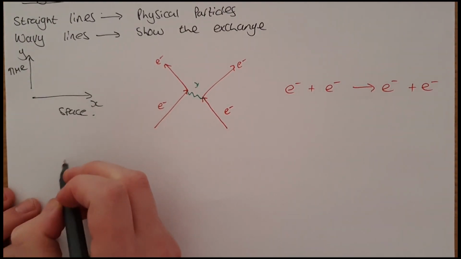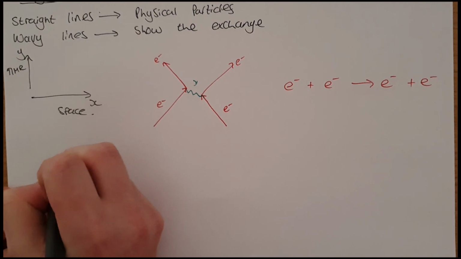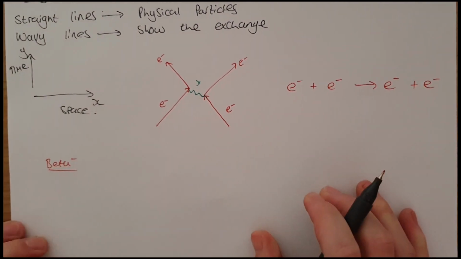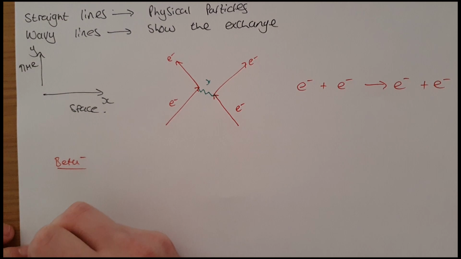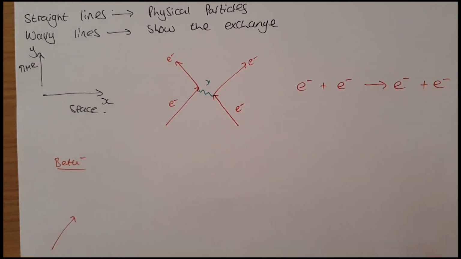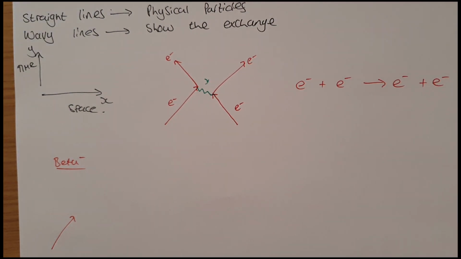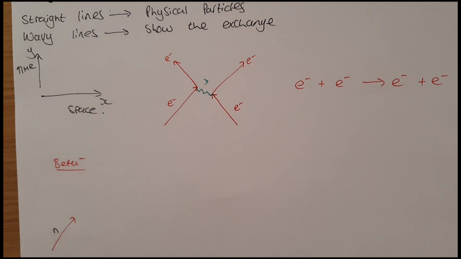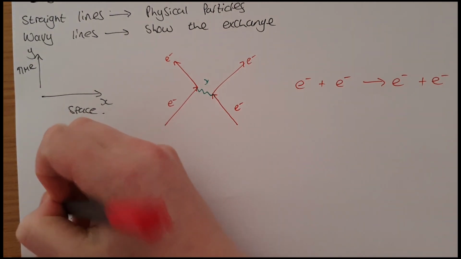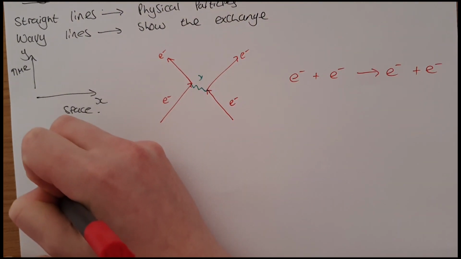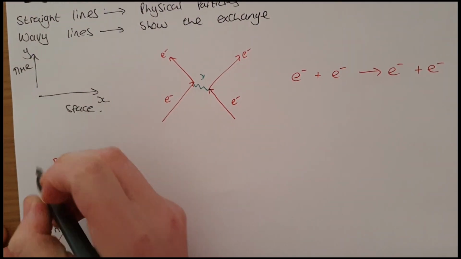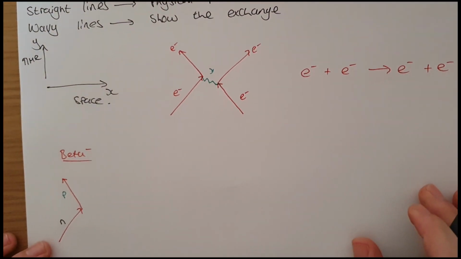So it's going to look a little bit different. So let's first of all start off with beta minus. So beta minus decay. Again, here's my interaction. Now I'm going to talk in terms of neutrons and protons here, but later on we will talk about quarks. Now we know in beta minus, a neutron changes into a proton. So first of all, we have a neutron. We know that changes into a proton. So a neutron changes into a proton.